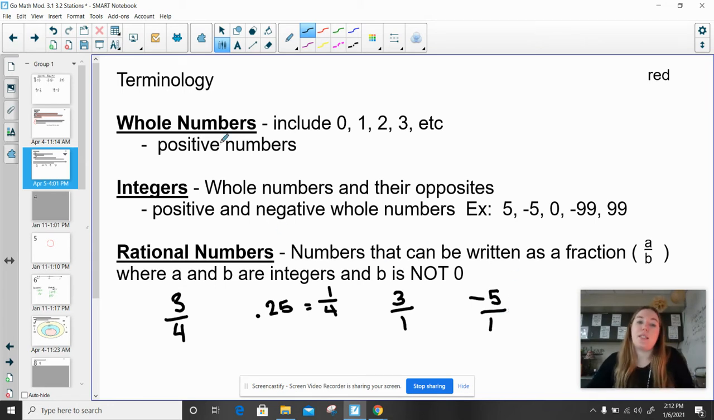So what this means is that whole numbers are integers, and they are also rational numbers. And integers are integers and rational numbers. But then there are some rational numbers that are simply just rational numbers. We're going to look at this a little bit closer in a second.